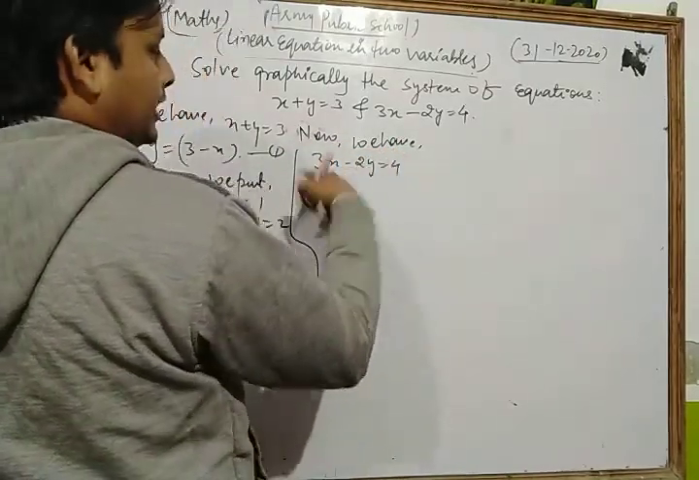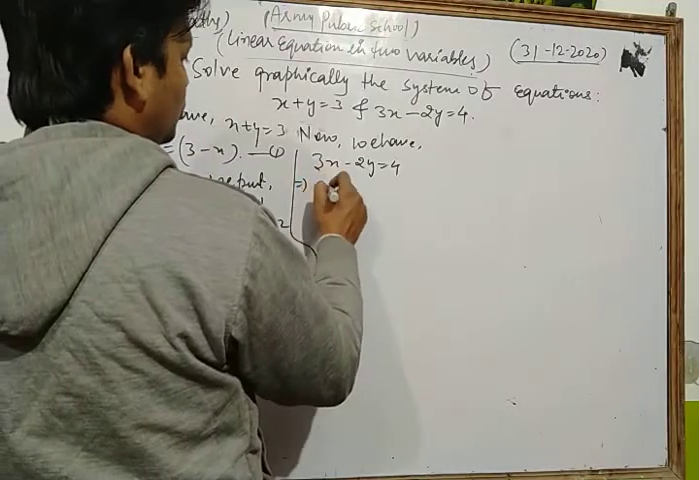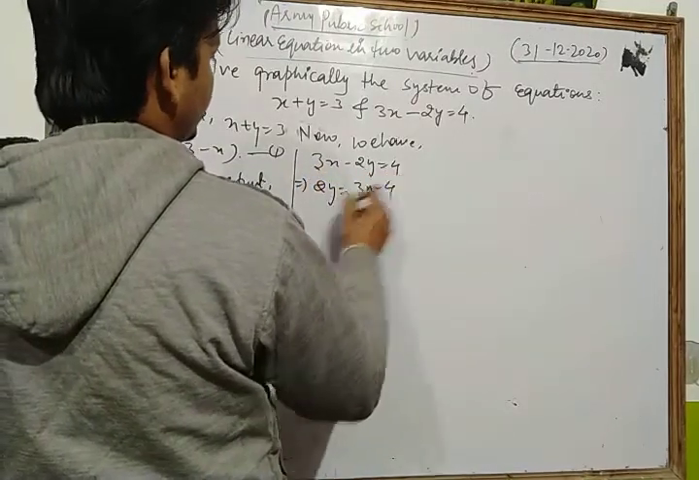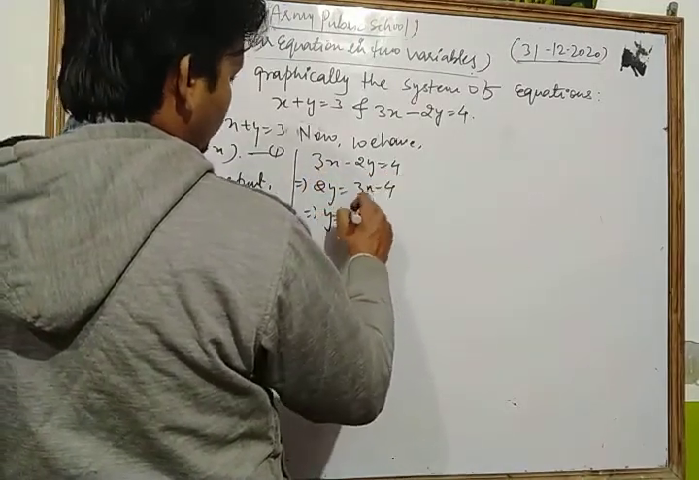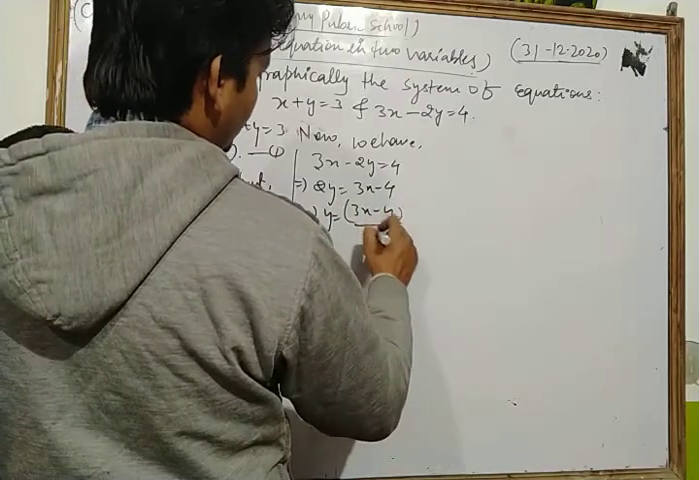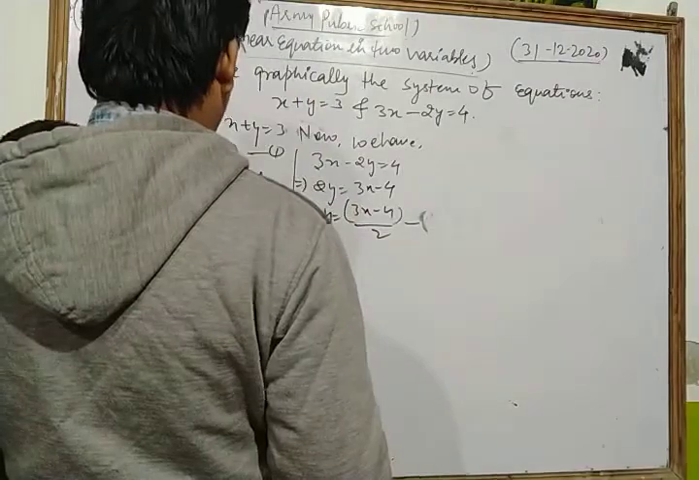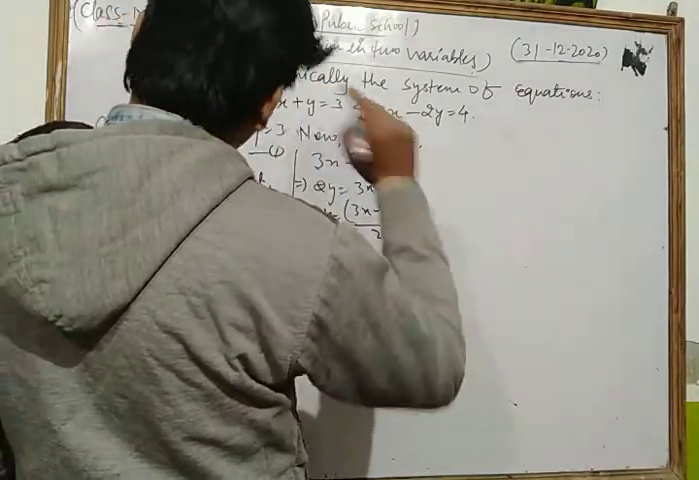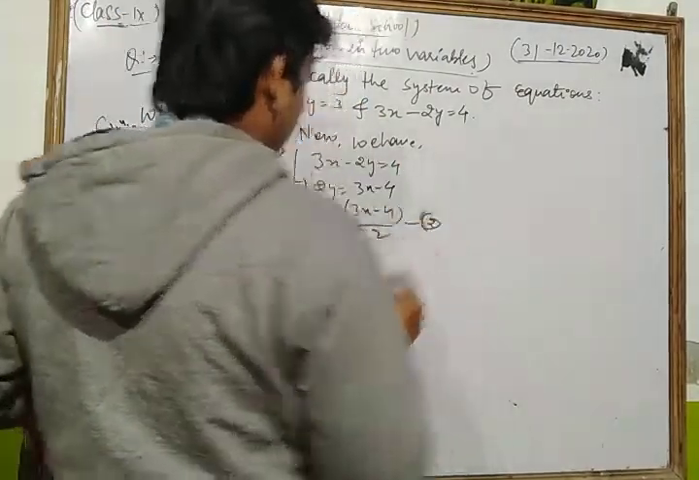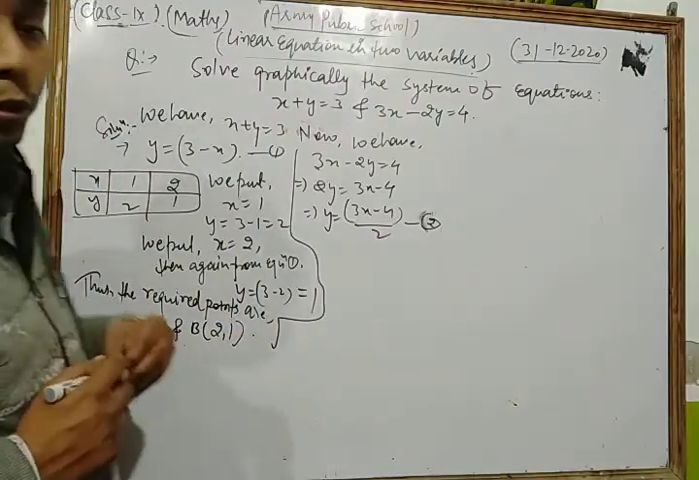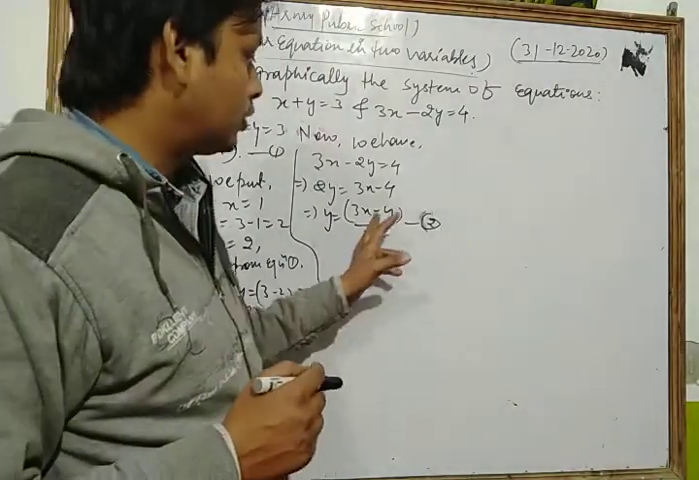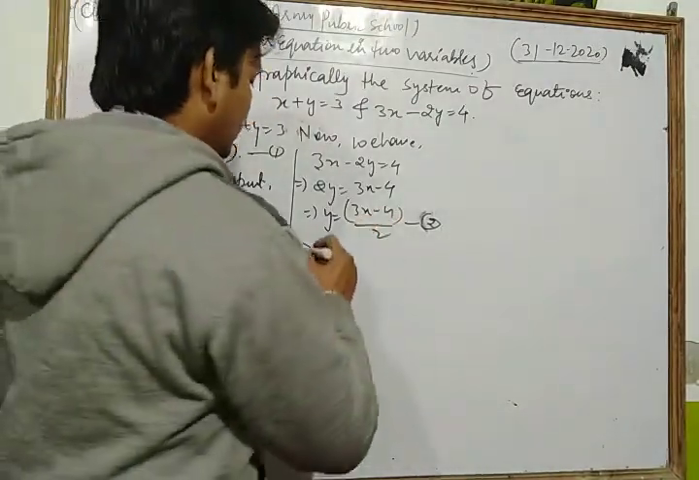Now we express y in terms of x. So we get 2y is equal to 3x minus 4, that is y is equal to (3x minus 4) upon 2. Take this as equation number 2. Now what do I do, dear student? Let's see. Now we put x is equal to 0.